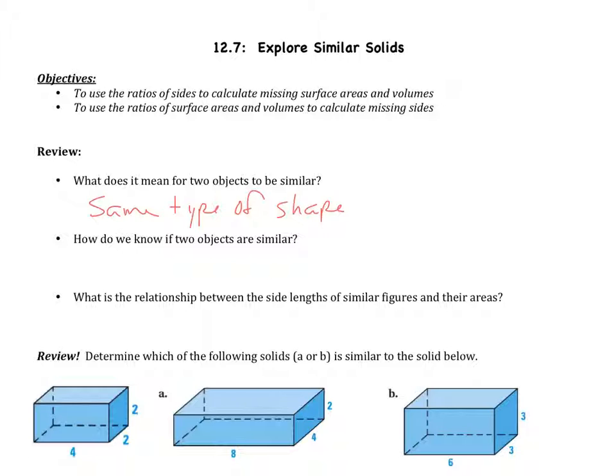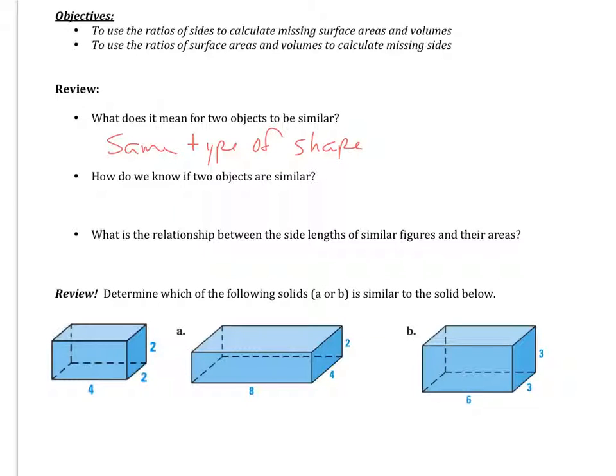All right? So how do we know if two objects are similar? How would we determine whether or not they are similar? For example, we're going to come up on the review question at the bottom here, and we're going to determine which ones are similar. How would we be able to tell? Mike? Ratio of the sides are equal? There you go. So you can tell by the ratio of the linear measurements.